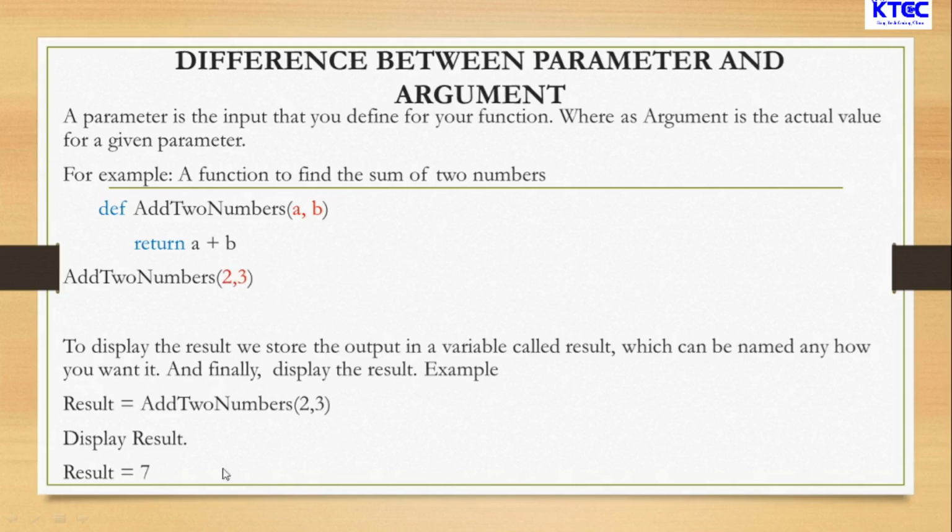Sorry, it should be 5, because we are adding. It will add 2 and 3, and then display the result to you. So how do we call a function? We'll see that very soon again in a clear manner.